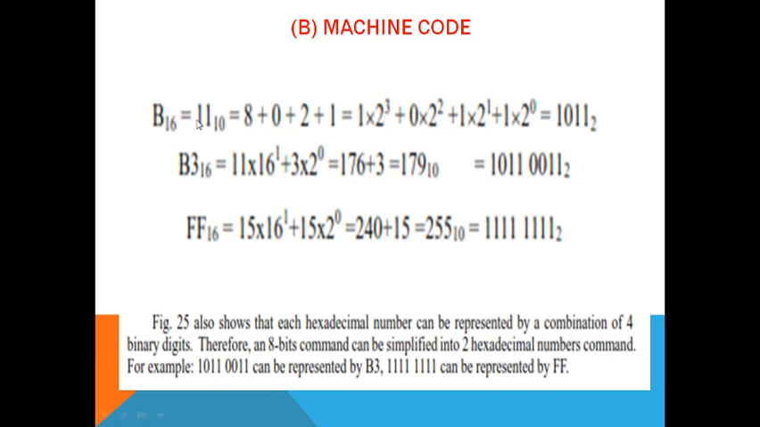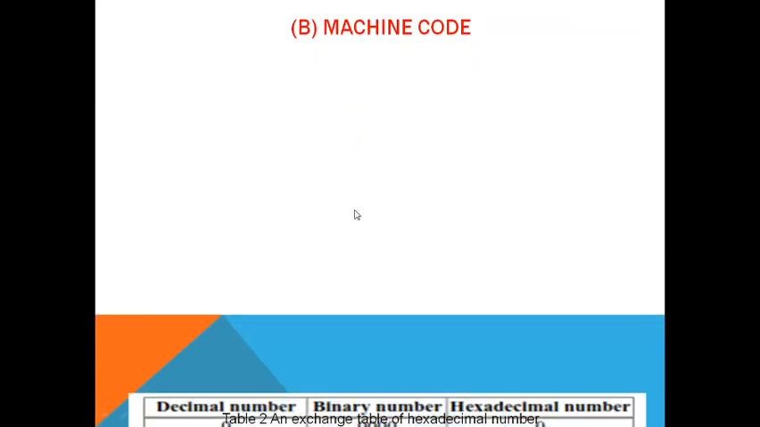Here the example is given of how this hexadecimal number is converted into binary. The figure also shows that each hexadecimal number can be represented by a combination of 4 binary digits. Therefore, an 8-bit command can be simplified into a 2-digit hexadecimal command. For example, this can be represented by B3 and this can be represented by A9. All this we have studied in our previous years, so we will not take it in detail.